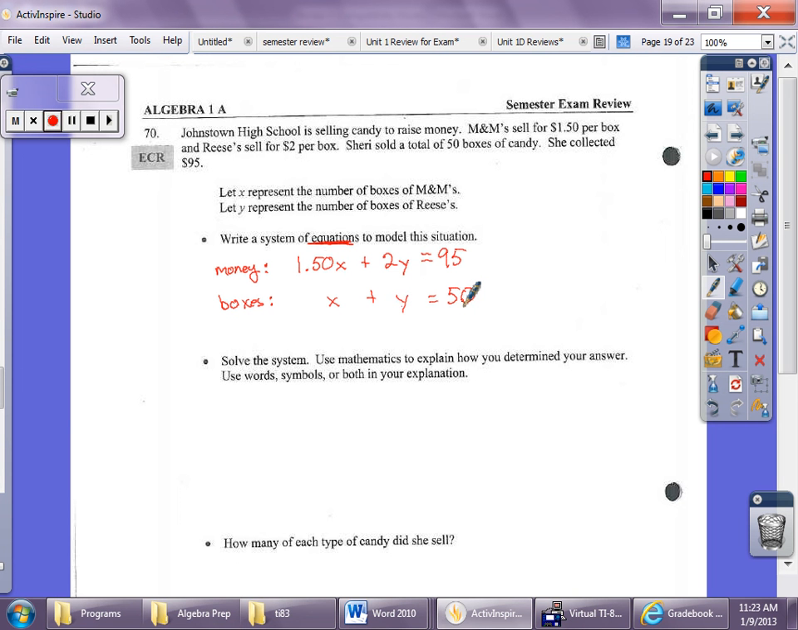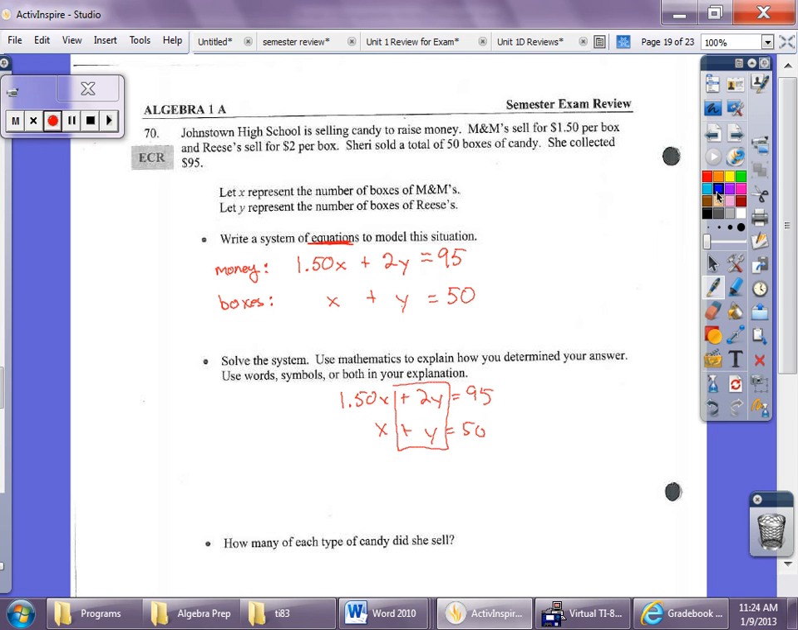Now it says solve these systems. In order to solve these, if you notice, once again, x's and y's are on top of each other, so we can use our box out method. So I'm just going to rewrite my two equations. x plus y equals 50. And I'm going to get rid of my y's, so I'm going to box these out.